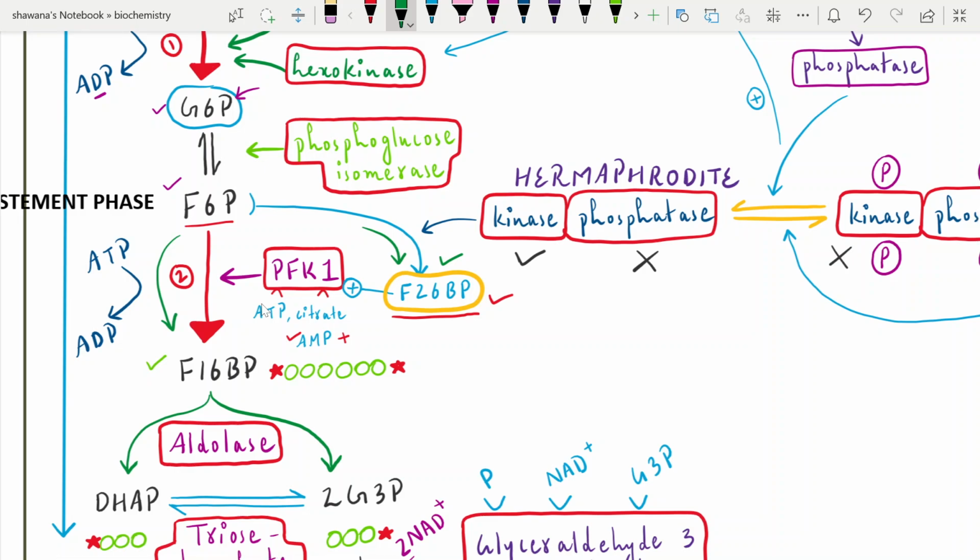It means that it has two activities, two domains. One is the kinase domain and the other is the phosphatase domain. Kinase activity is to phosphorylate something. Kinase activity converts fructose 6 phosphate to fructose 2,6 bisphosphate, and phosphatase activity is to dephosphorylate something. Phosphatase converts fructose 2,6 bisphosphate back to fructose 6 phosphate. Okay.